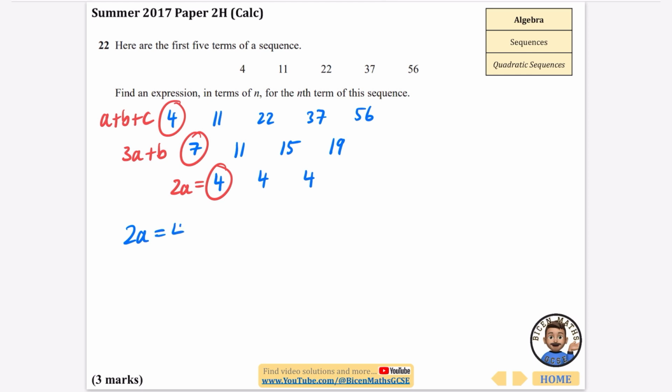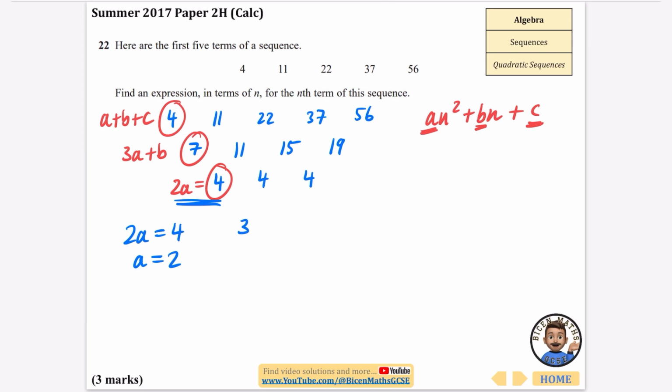So we're going to say that 2a is equal to 4 from the one that we have at the bottom, which means that a is equal to 2. By the way, these bits that I've done in red, they're corresponding to my an squared plus bn plus c. We're going to try and find out what a, b and c are for this. Now I know that a is equal to 2.